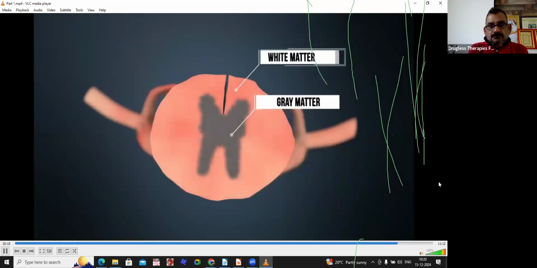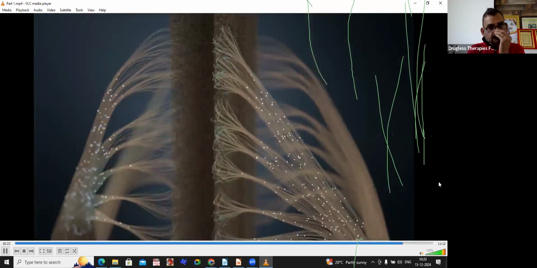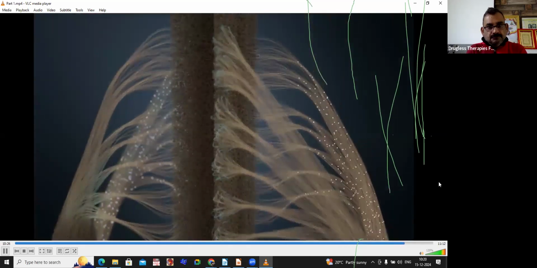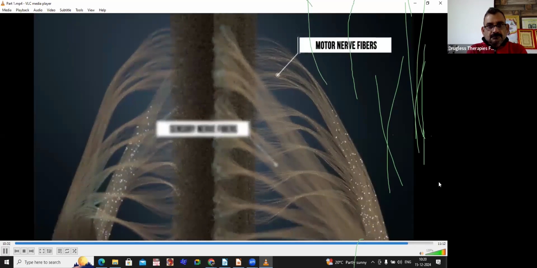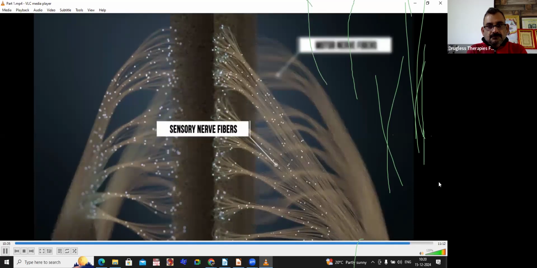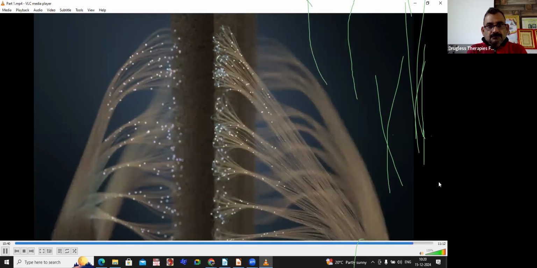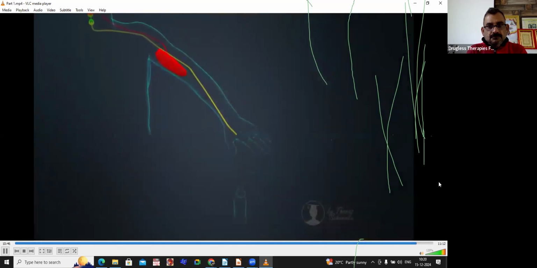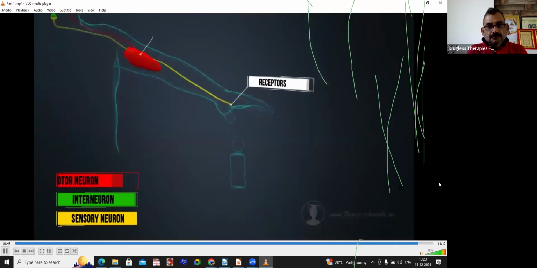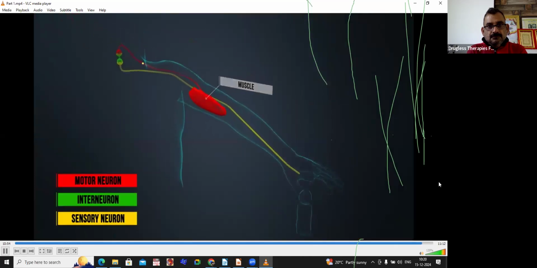From above, we can see the butterfly-shaped structure of the gray matter. However, impulses can also be processed directly in the spinal cord. Sensory fibers transmit impulses directly or indirectly to motor nerve fibers, which can then contract or relax a muscle. This is called reflex. Such a reflex occurs when we burn ourselves. Receptors then transmit impulses via sensory neurons to interneurons, which then cause motor neurons to contract muscles.